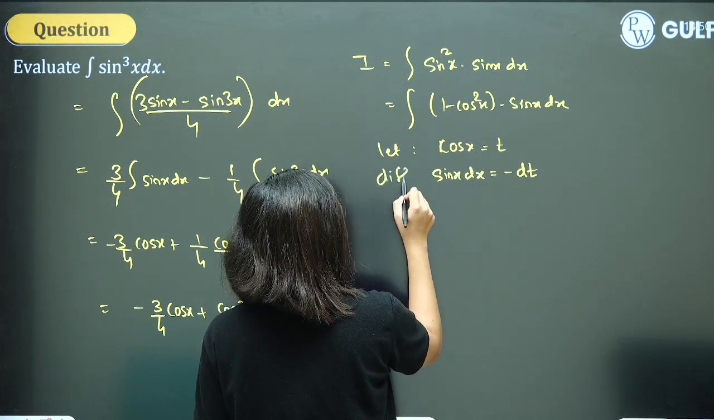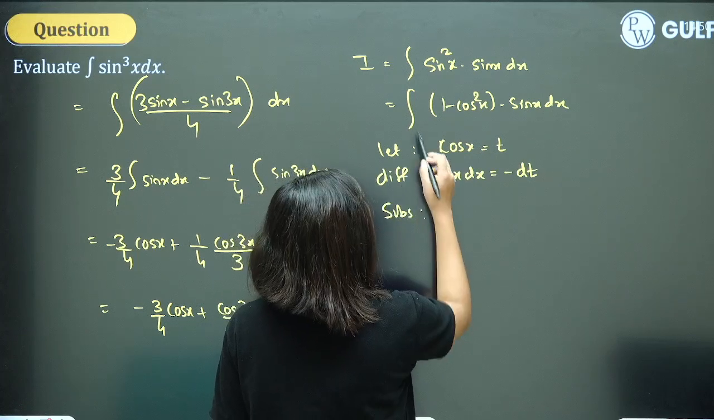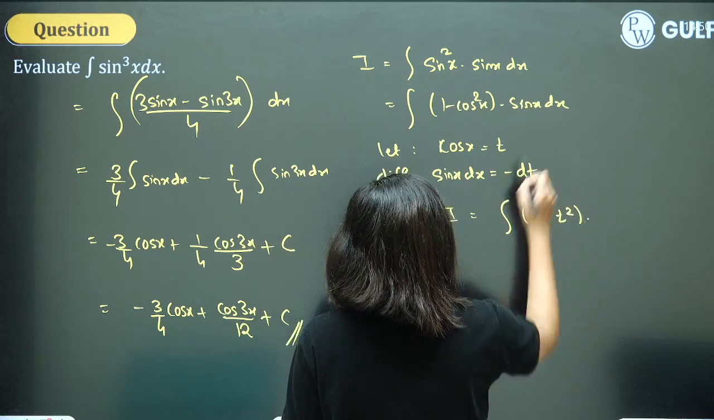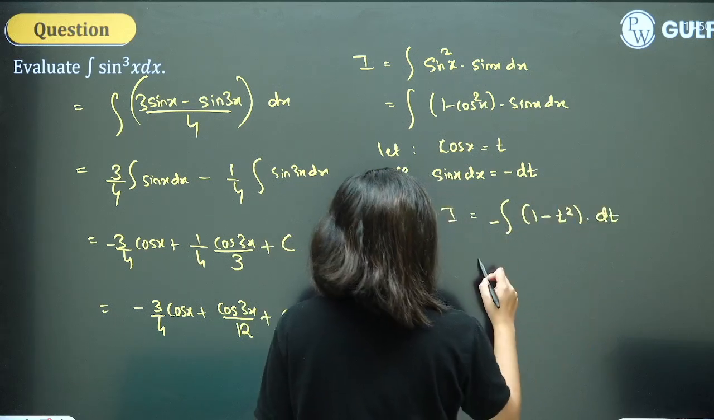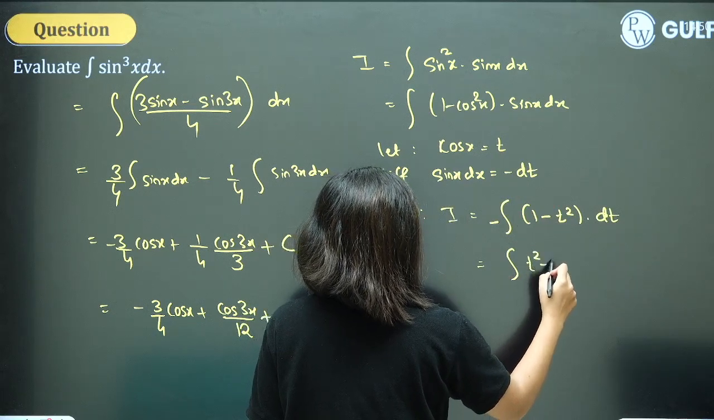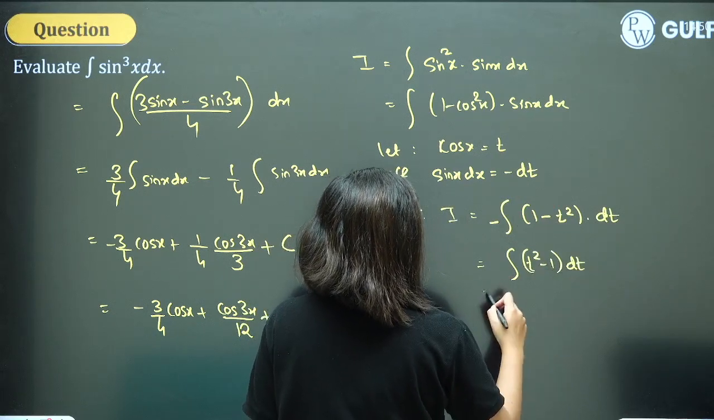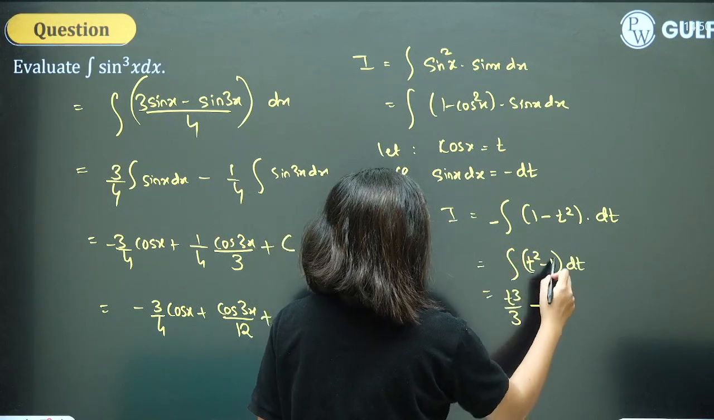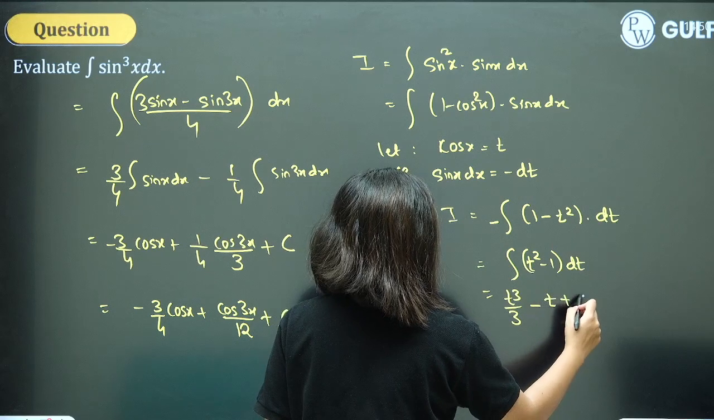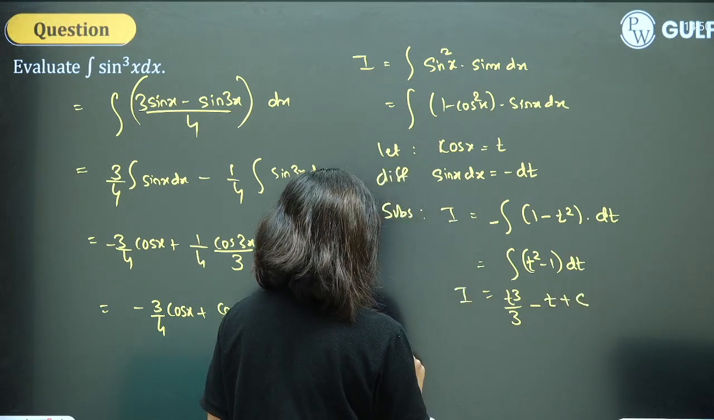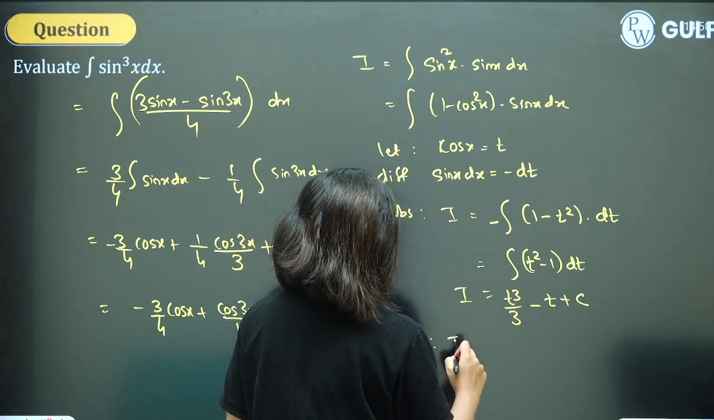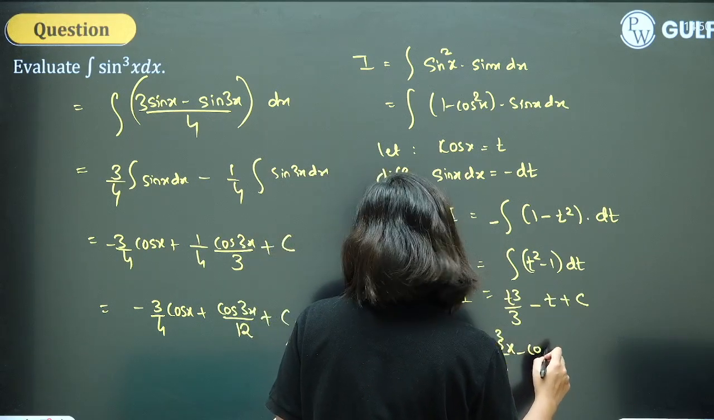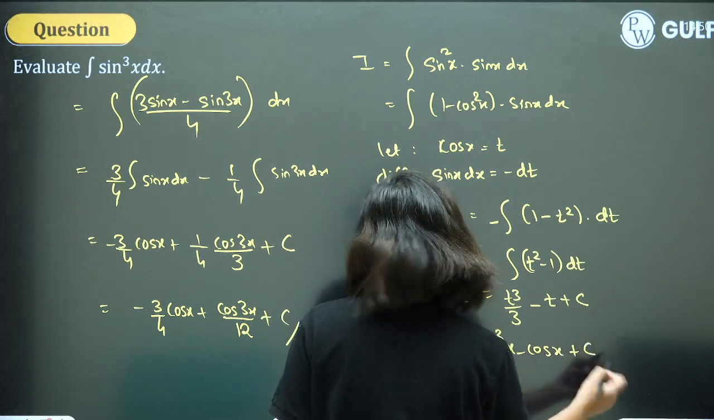Let's differentiate and substitute in the integral. 1 minus t square into sin x dx, which is minus of dt. Minus sign taken inside, it will be t square minus 1 dt. Integral of t square is t raised to n plus 1 upon n plus 1. Integration of 1 dt will be t plus c. What is left, my dear bachcha log? Last step, LDSR. Cos cube x by 3 minus cos x plus c.